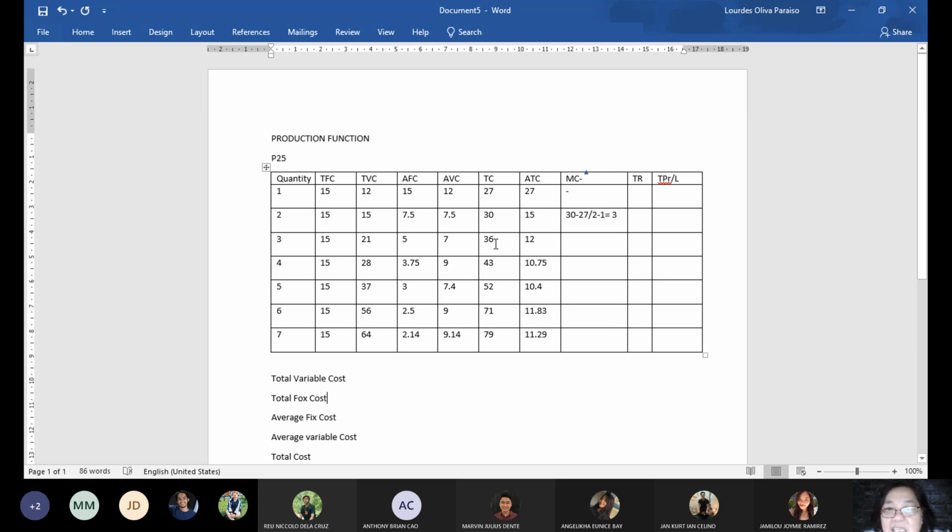Okay? Change in quantity. Change means 36 minus 30, you will have 6, over 3 minus 2 is 1. So you have here 6. Then here, 36, okay. 43 minus 36. What do you get? 7. Is that correct?